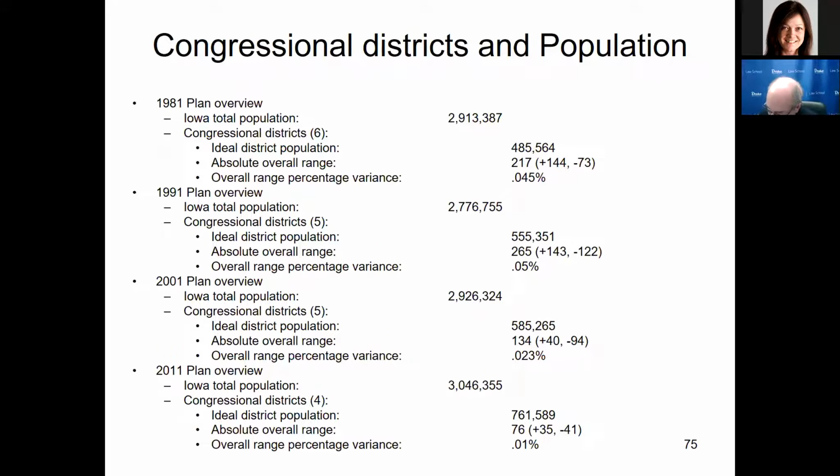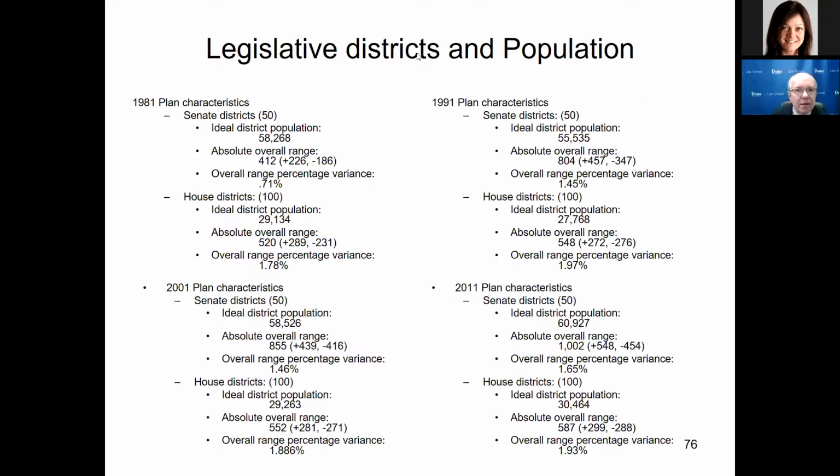This slide provides some population statistics for each congressional district plan adopted. As is apparent, in all cases, plans submitted by the Legislative Services Agency and approved by the General Assembly had minimal population deviations, each plan having an overall percentage variance of less than 0.05%. Similarly, for legislative districts, since 1981, the deviations for Senate and House districts have been extremely low, all of them within the 1% requirement, so the overall range percentage variance for those plans was under 2%.